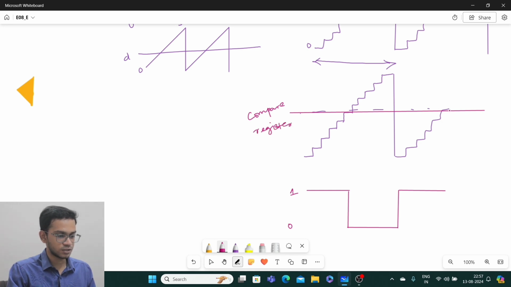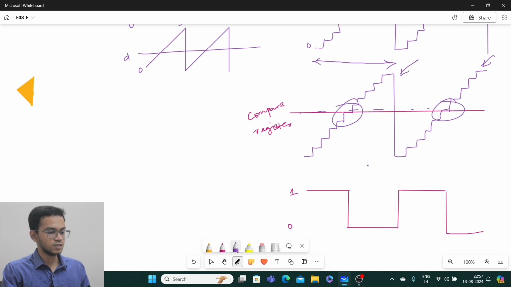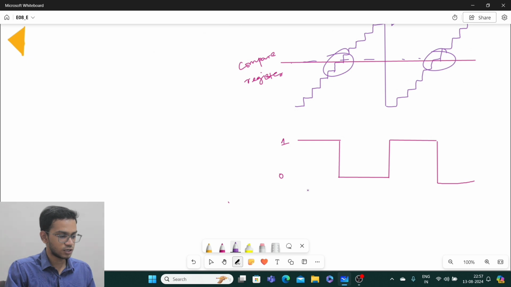When 5 comes, I will say, okay, you go to 0 and stay at 0 until the next period comes. Next period register match comes here, next compare match comes here, next period register match comes here, next compare match comes here. So this is how I produce a duty ratio of 50%.